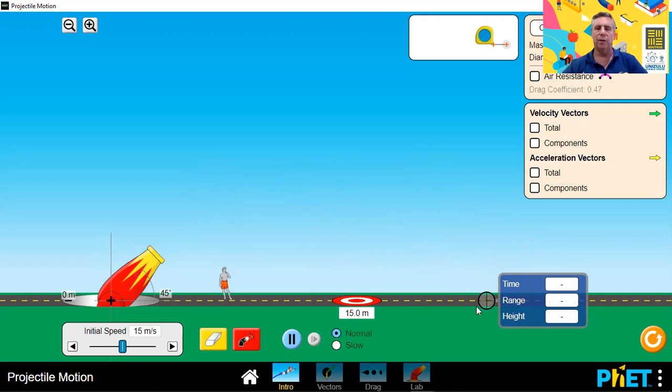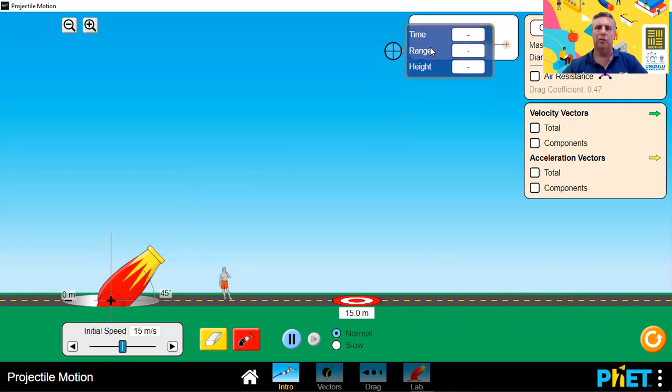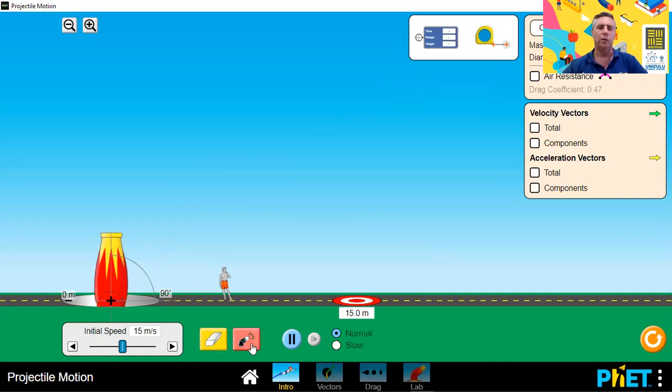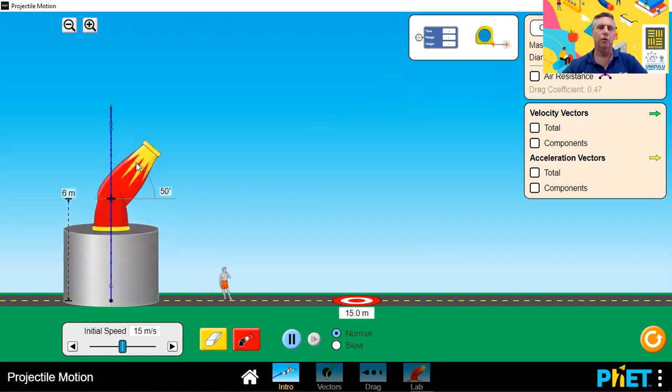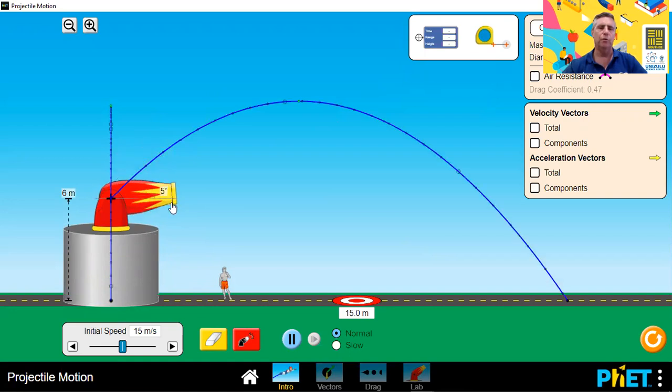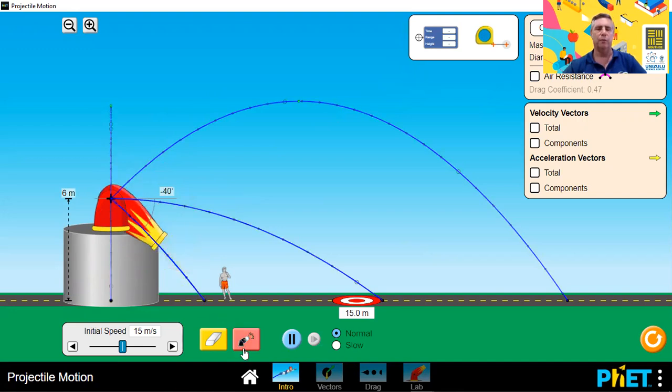Finally, point number 7 tells us that any object traveling only under the influence of gravity is in free fall. So if we shoot an object directly up and down, it is in free fall. If we raise our cannon here and we shoot an object at an angle, it is also in free fall. If we shoot an object horizontally, it is in free fall. And even if we shoot a point downwards, it is in free fall.